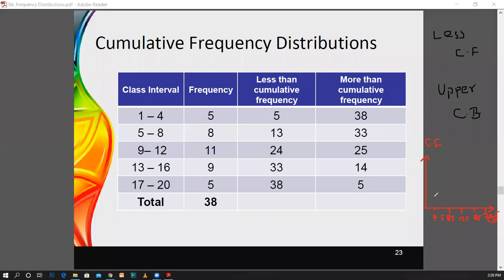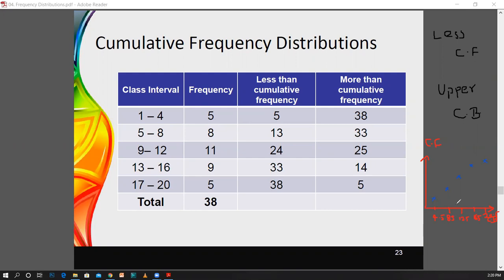Now you have to mark this less than cumulative frequency along with these upper class boundaries. Therefore, you can have the values in this way. I will use another color. For 4.5, the value was 5. Then for 8.5, the value was 13. Then the next one 24. Then 33, and then the value was 33.